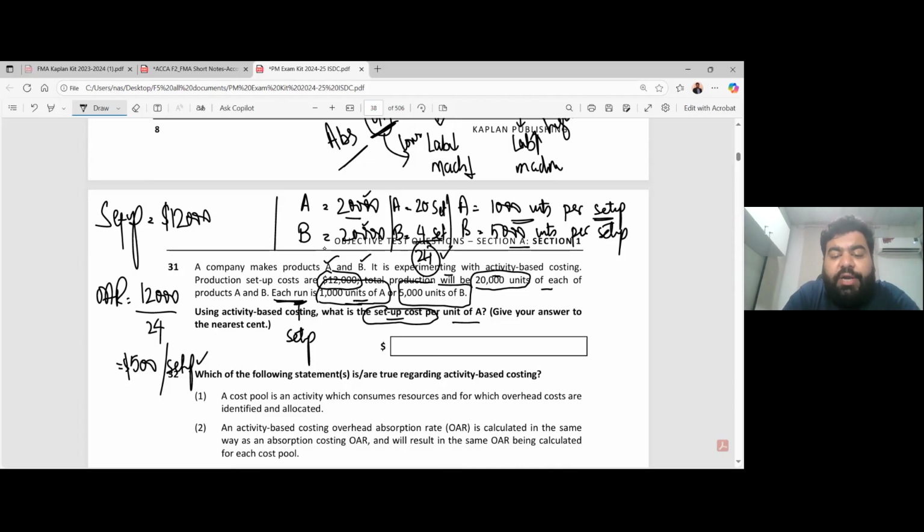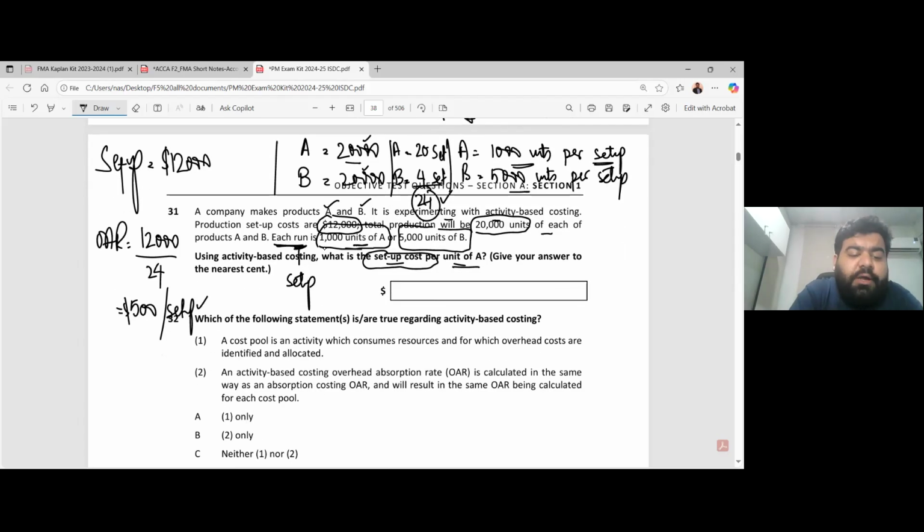We have to calculate the setup cost per unit of A. For A, what will we do? It was 500 per setup, multiply by how many setups A is having? 20. So just multiply it with 20 to calculate the total cost that has gone to A. 500 into 20 is 10,000. It means to product A, $10,000 will be absorbed.